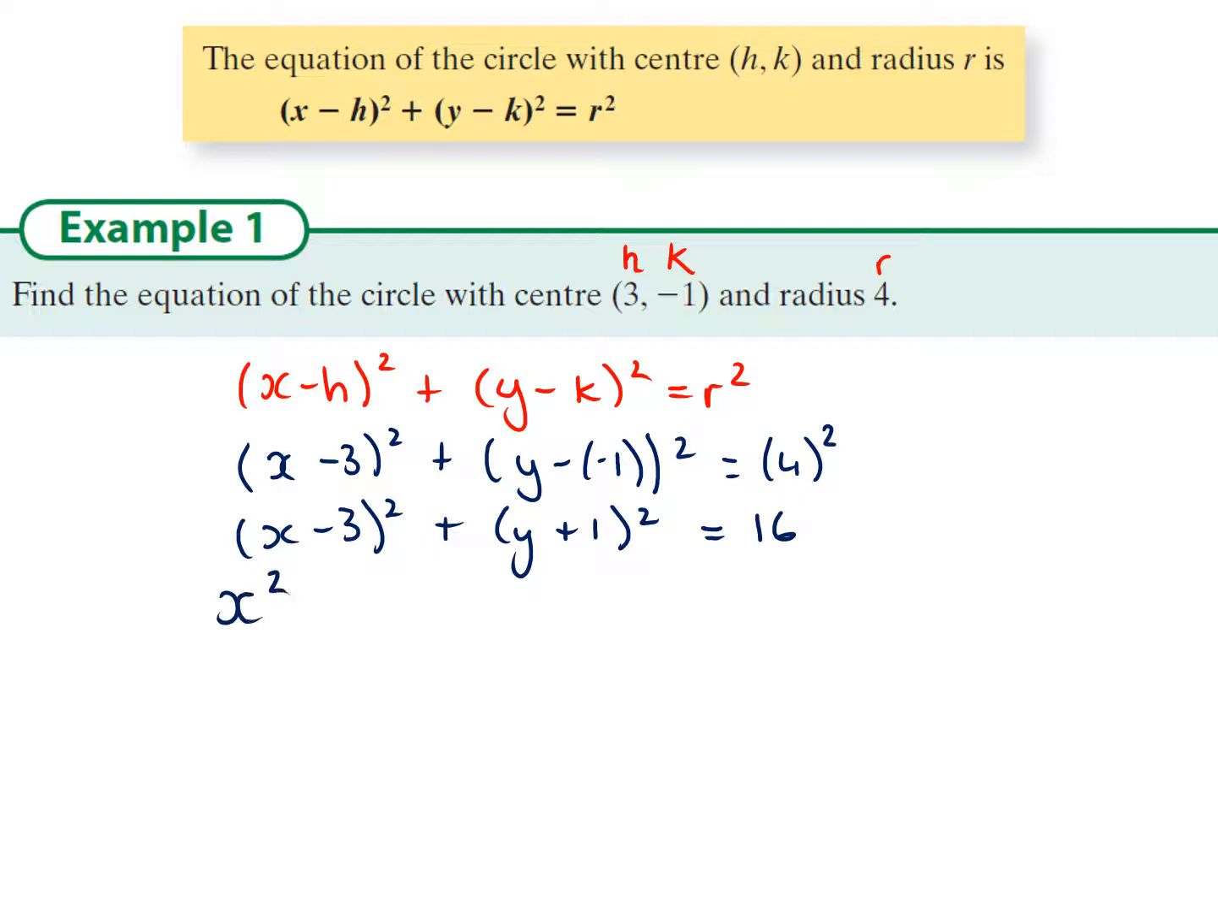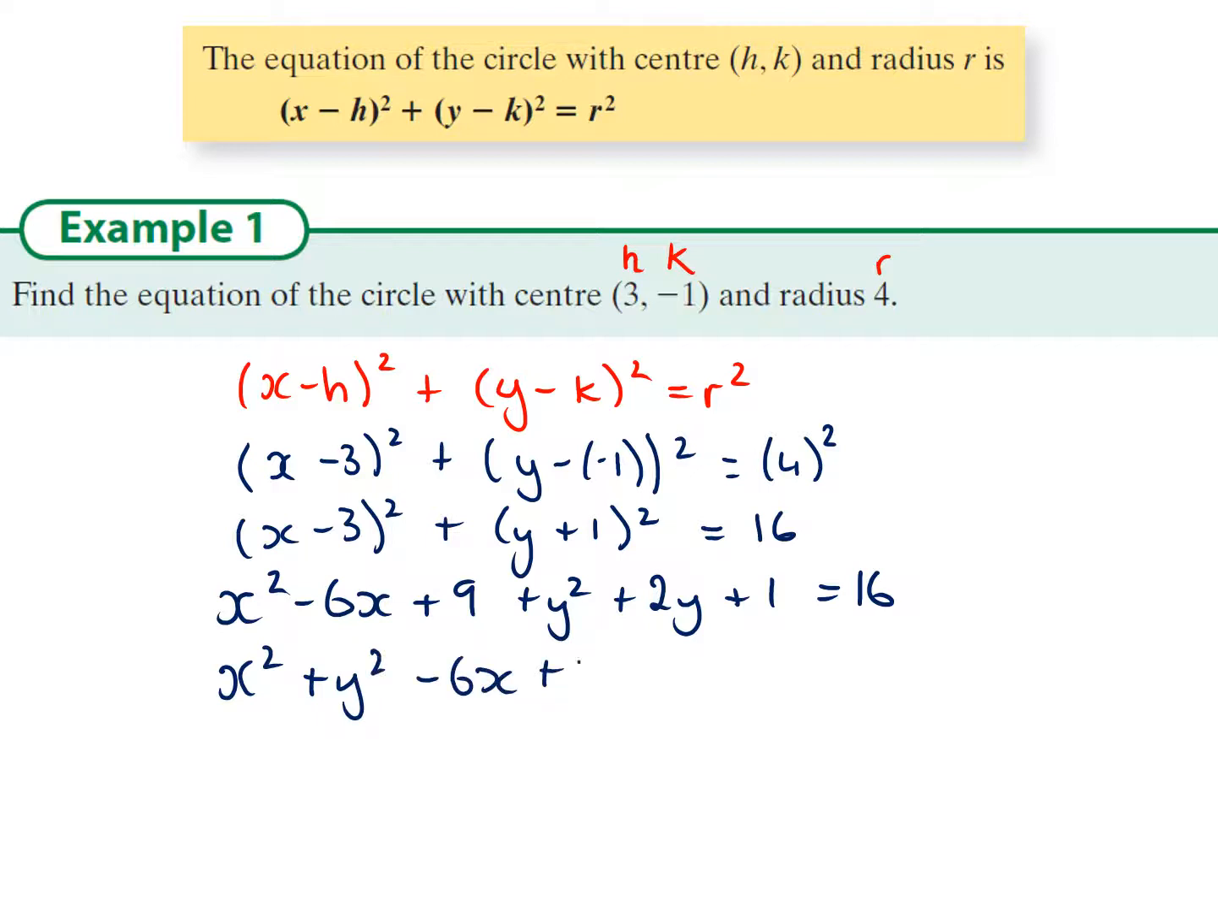So I get x squared minus 6x plus 9 plus y squared plus 2y plus 1 equals 16. We generally will write it as x squared, then the y squared, then the x, then the y, then the constant. So I have 9 plus 1, which is plus 10, and I'll bring the 16 across, so minus 16.